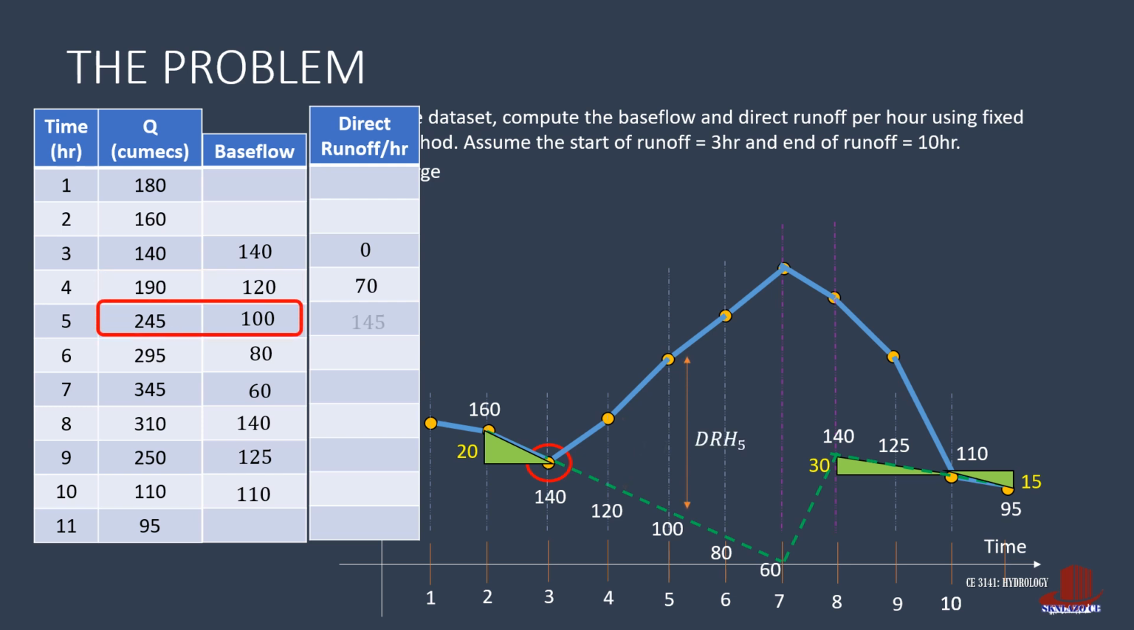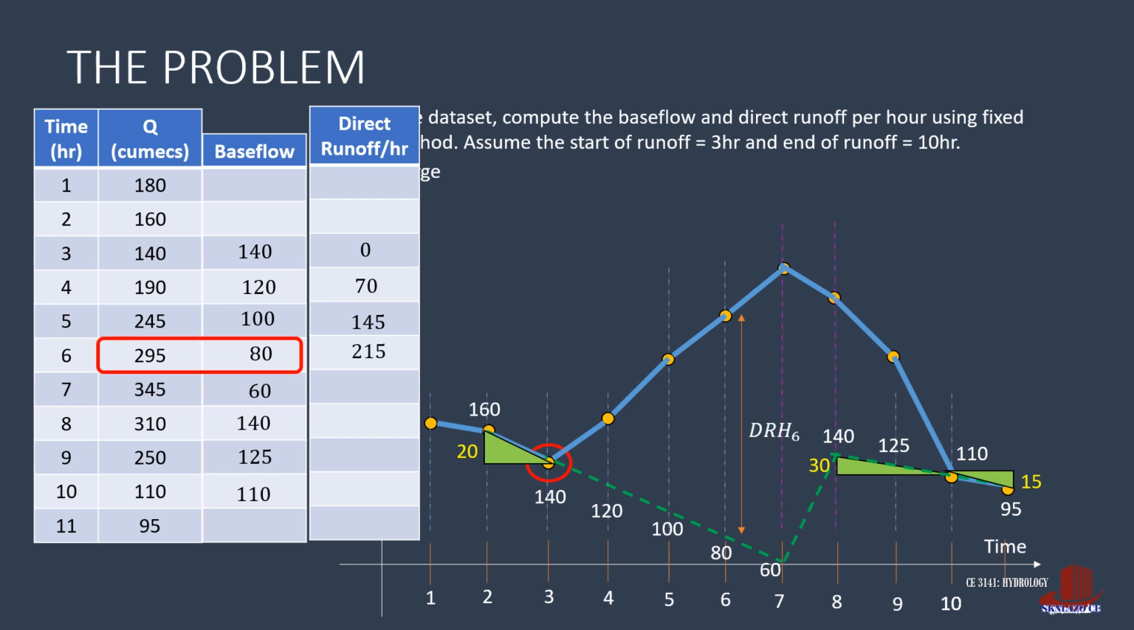At the fifth hour, the DRH is 245 less 100, which is 145 cubic meters. At t of 6 hours, the DRH is 295 minus 80, which gives 215. For the next interval, or t of 7 hours, the DRH is 345 less 60, which gives 285.